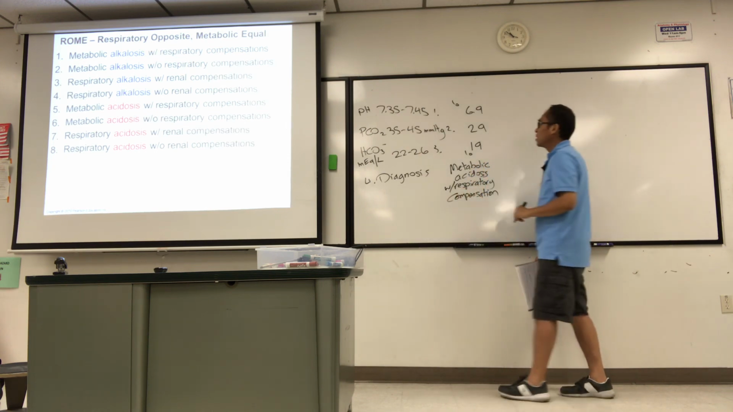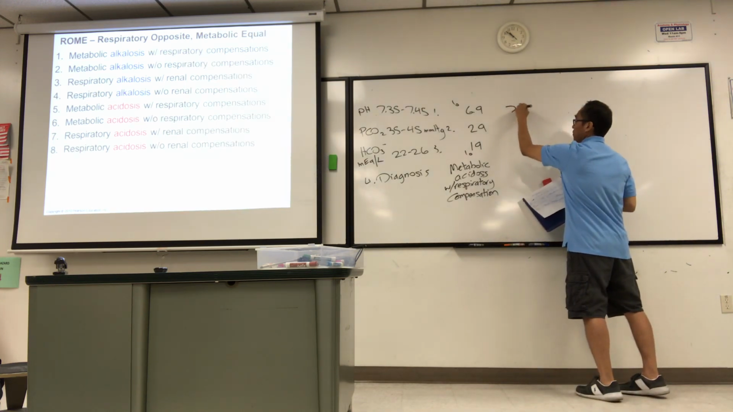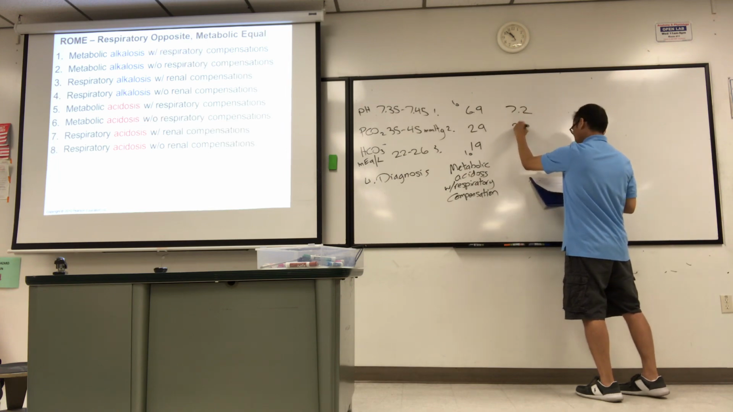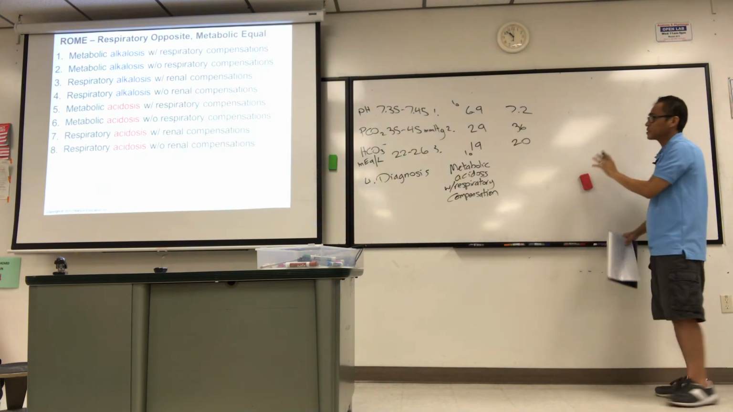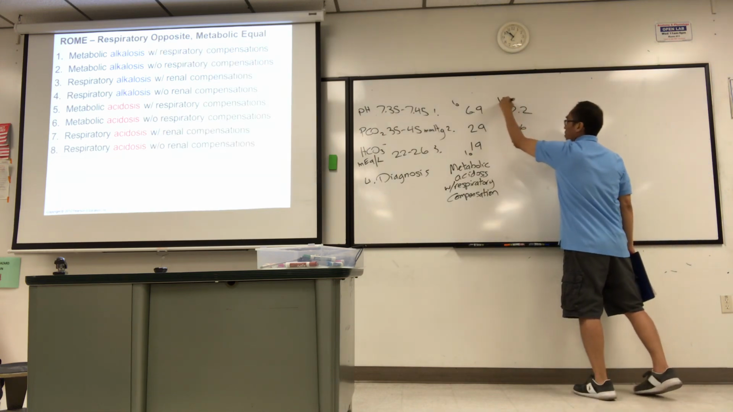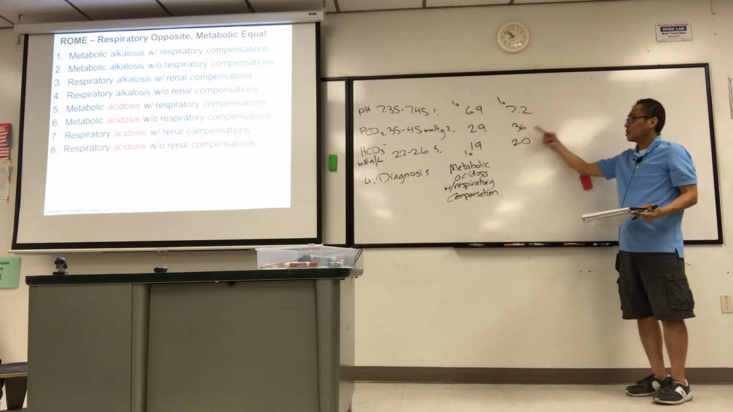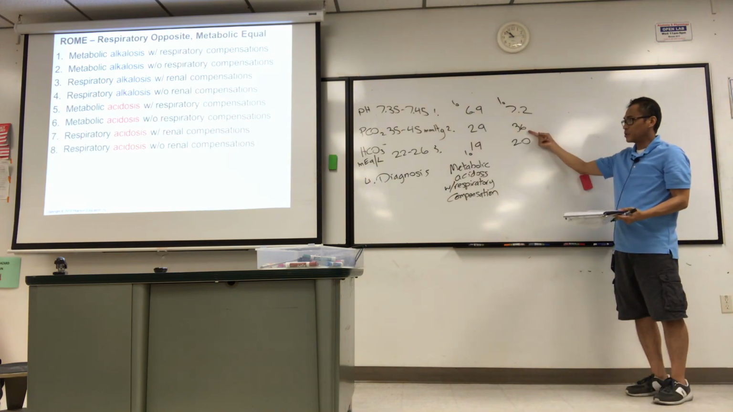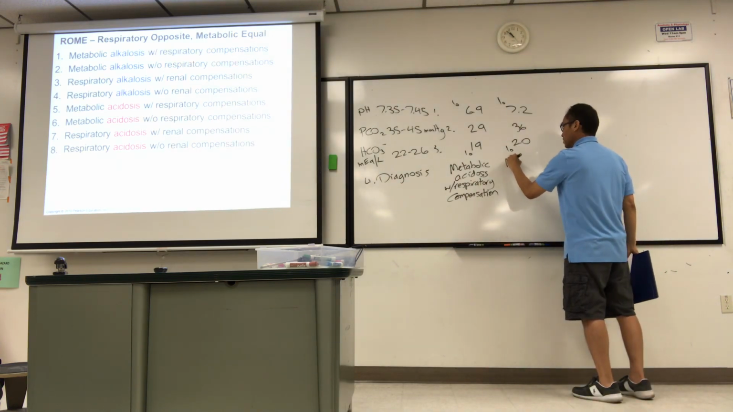The best way to keep learning this is just to do another one. I'll do a couple more here. So let's go 7.2, 36, 20. Again, I'll walk you through the steps. Step 1, high or low? It's low again. So we already know the patient has acidosis. The next one, is that outside the normal range? No. So it's not a respiratory cause. Move to the next one. That's low. Low, low. We know it's metabolic acidosis.